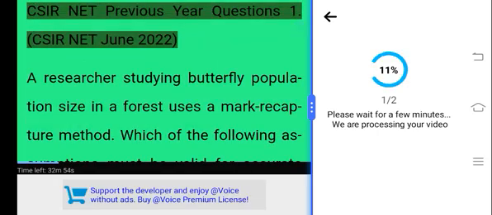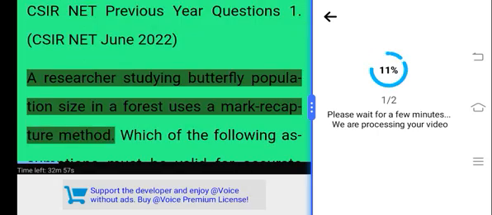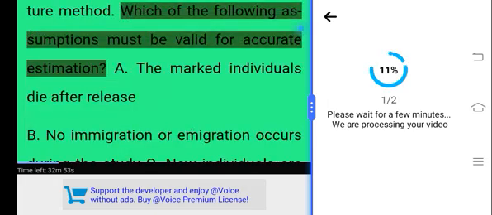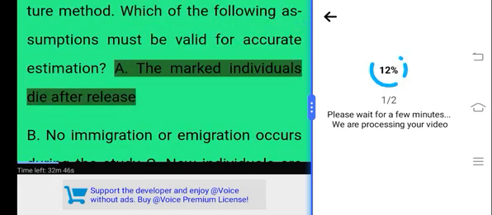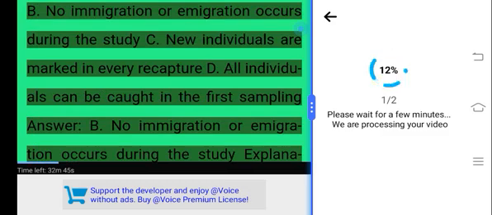CSIR NET previous year questions. 1. CSIR NET June 2022. A researcher studying butterfly population size in a forest uses a mark recapture method. Which of the following assumptions must be valid for accurate estimation? A. All marked individuals die after release. B. No immigration or emigration occurs during the study. C. New individuals are marked in every recapture. D. All individuals can be caught in the first sampling. Answer. B. No immigration or emigration occurs during the study. Explanation. Mark recapture assumes a closed population with no changes due to migration, birth, or death.